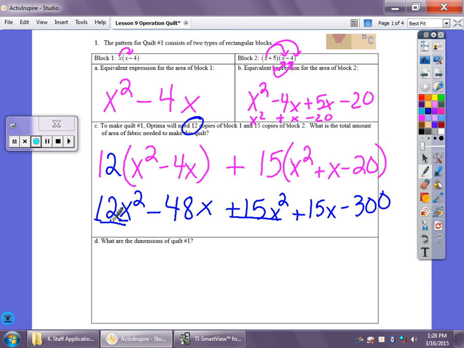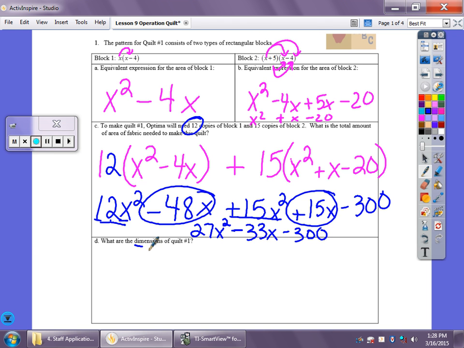So 12x squared and the 15x squared combined make 27x squared. Remember, when you add, you don't change the exponent. I have a negative 48x plus 15x, which makes negative 33x. And then the negative 300 is not with anybody.